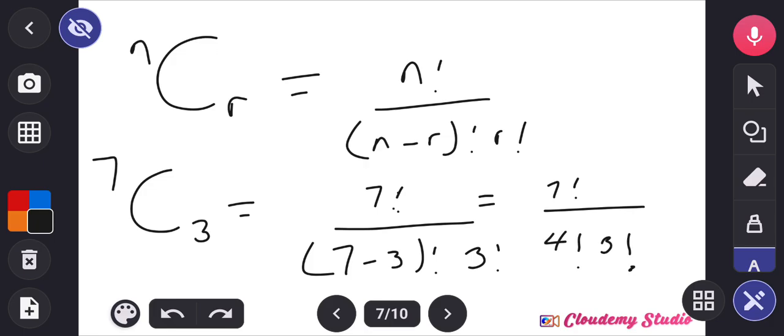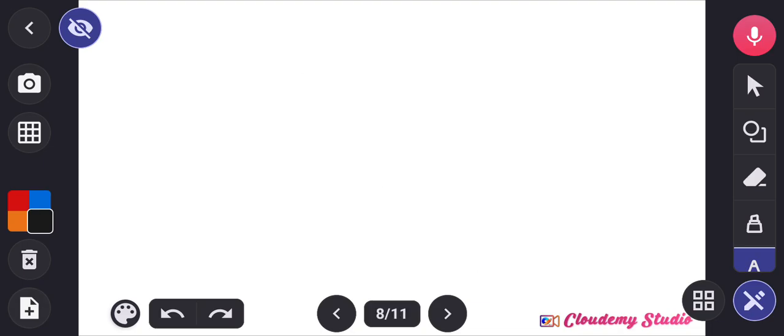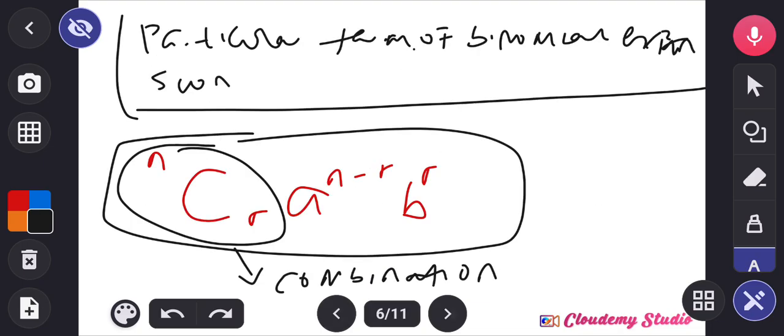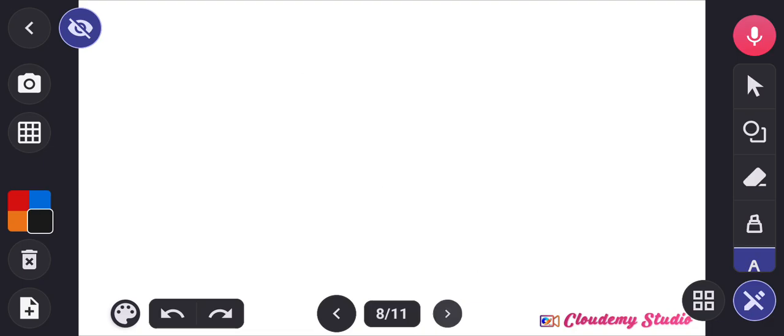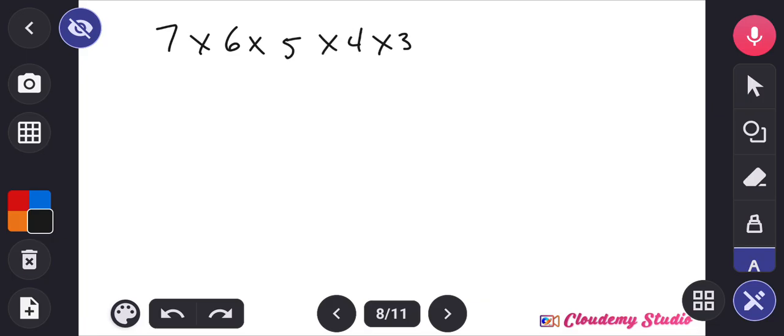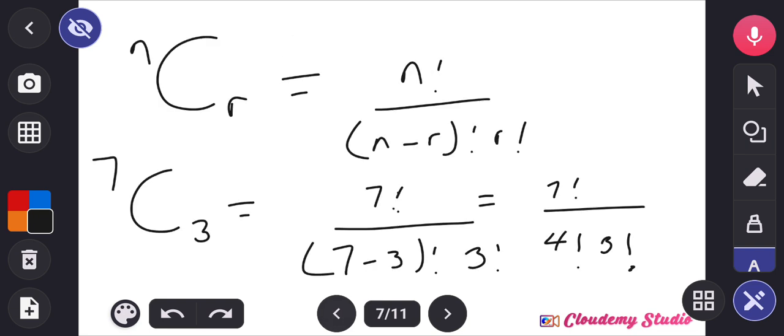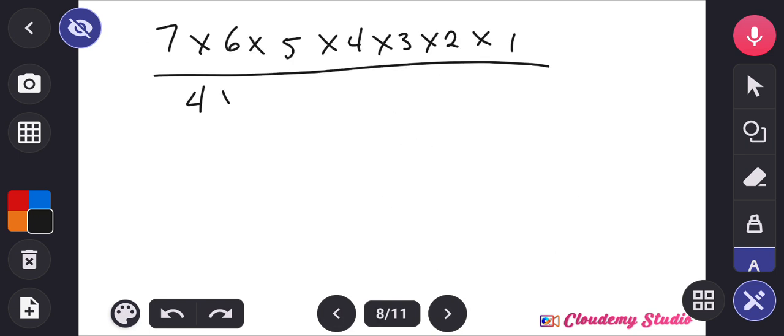So it is not hard. You remember I told you that if you're having 5 factorial, it is 5 times 4 times 3 times 2 times 1, which means 7 factorial is same thing as 7 times 6 times 5 times 4 times 3 times 2 times 1. And we have in the denominator 4 factorial, that is 4 times 3 times 2 times 1. And we also have 3 factorial, that is multiplied by 3 times 2 times 1.